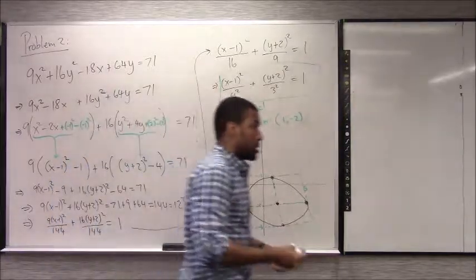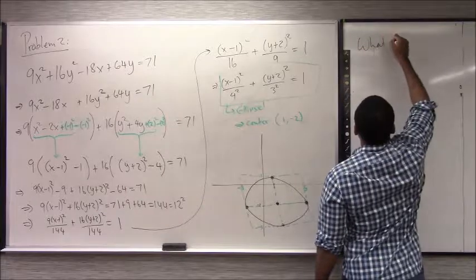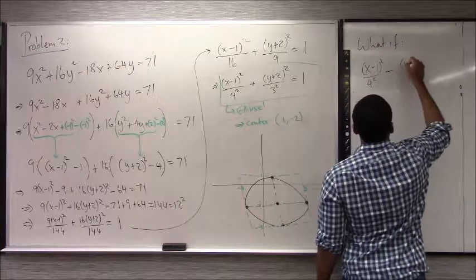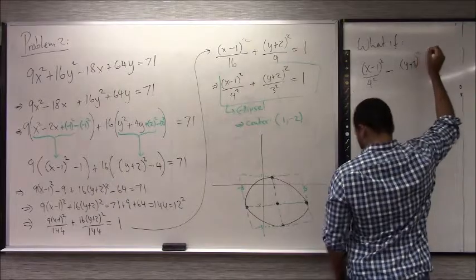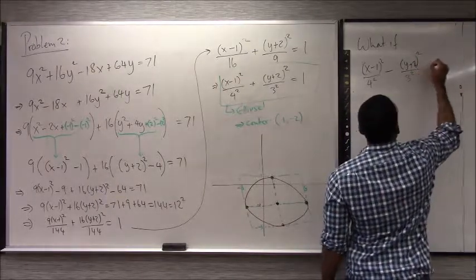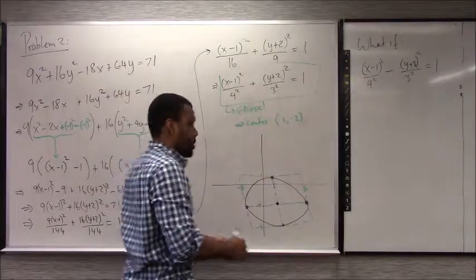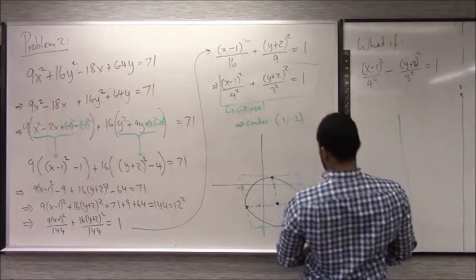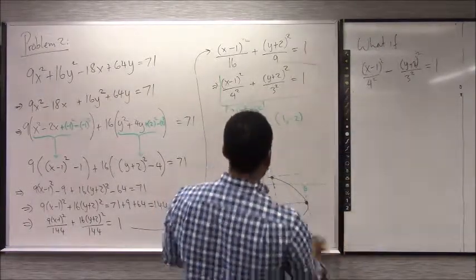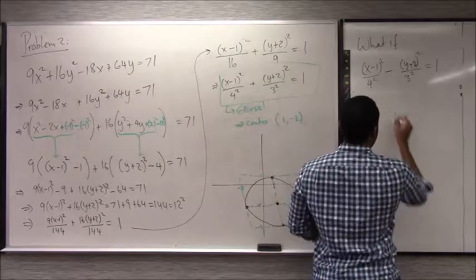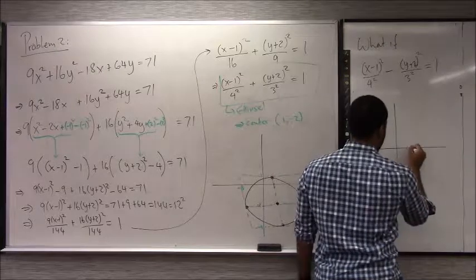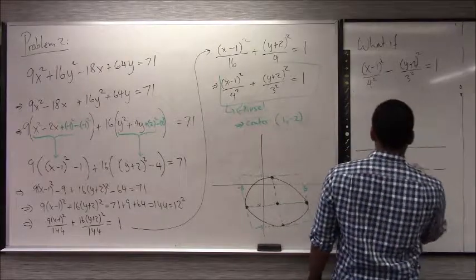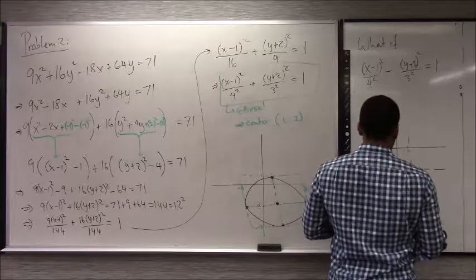Now, let me do an example. Let's say, what if it was a minus instead? Essentially you do exactly the same thing. So you pretty much start exactly the same way as in the case of the ellipse. You find the center, 1, minus 2. And you move 4 units that way and 3 units up. And again, you create a little box.